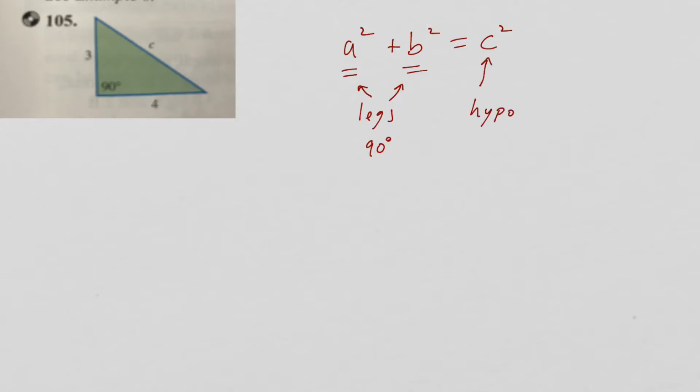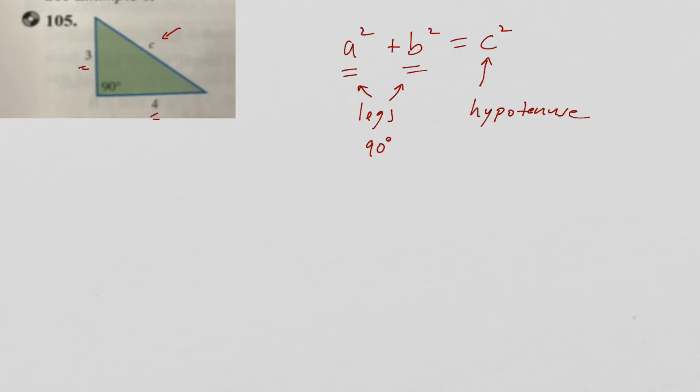I don't want to misspell that. Hypotenuse of the triangle, and that's always the side opposite the right angle. So this is the hypotenuse, and these are the legs.